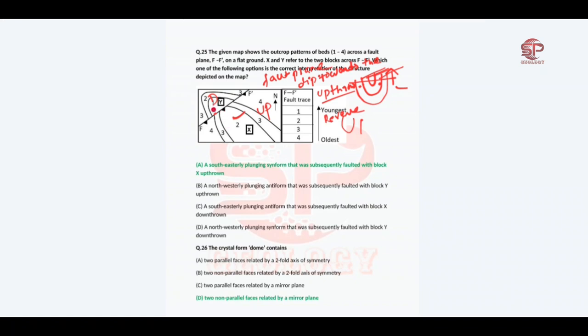And you can see the outcrop width of bed 2 is narrower here and wider here. So in case of a syncline, after erosion the outcrop narrows down in a faulting case. So a syncline, if it undergoes faulting after erosion, its outcrop width decreases. So that's why we can know which side is up-from, which side is down-from. As it is narrower here, this is a syncline.